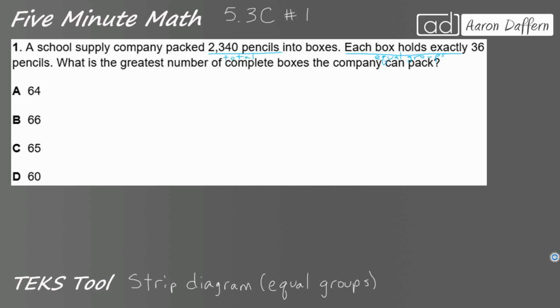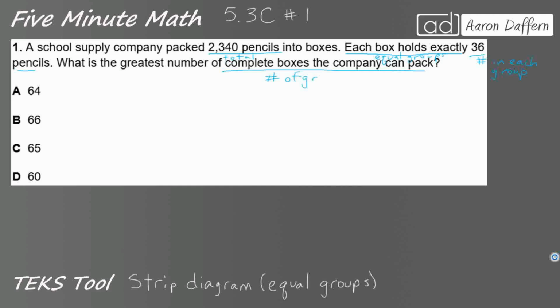And now we need to figure out 36 pencils. Each box holds exactly 36 pencils. So the 36 pencils represent the number in each group. I said we're looking for the number of groups, the number in each group, and the total. They're going to give us two. So we don't have the number of groups, and that's what they're asking here. What's the greatest number of complete boxes the company can pack? So this is going to be the number of groups.